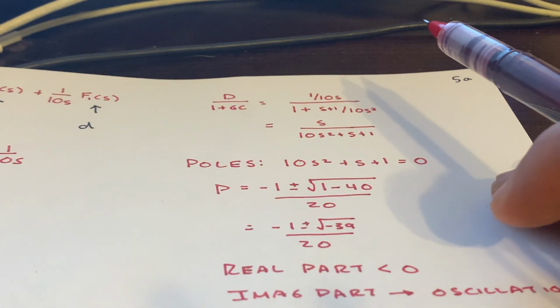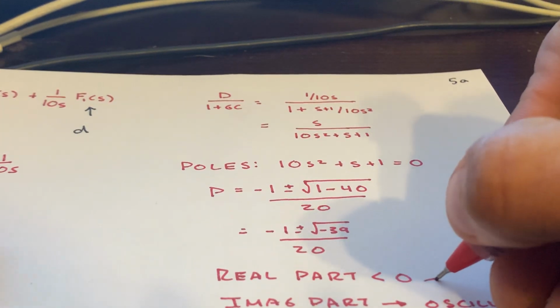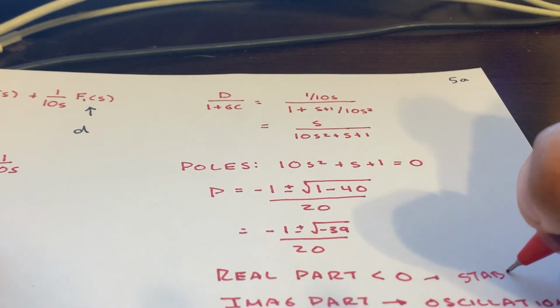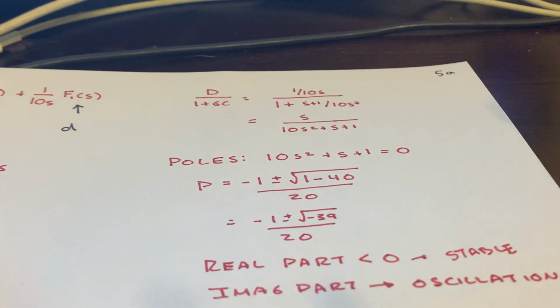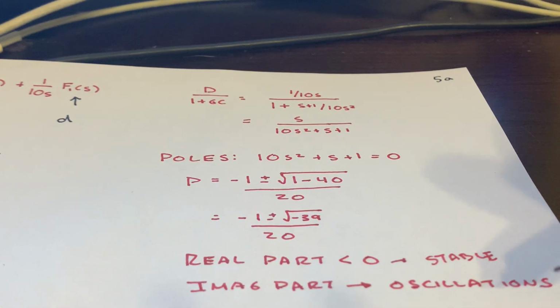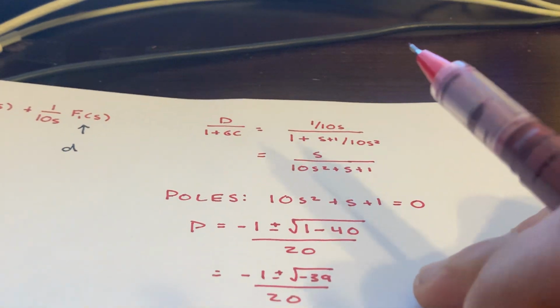And the key part is, the real part is negative, right? So that tells us that we are stable, right? So we're going to converge to some steady state, and we have an imaginary part, which tells us that we have oscillations. So now we can sketch the disturbance response.